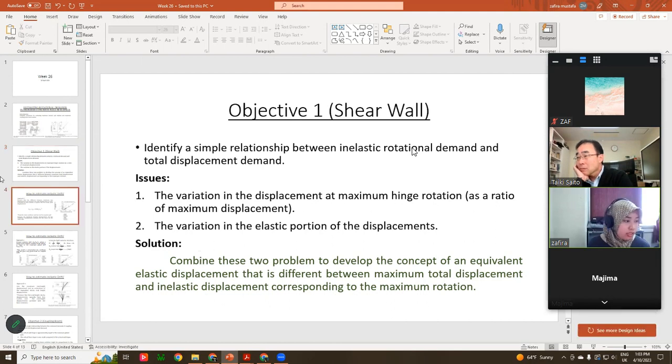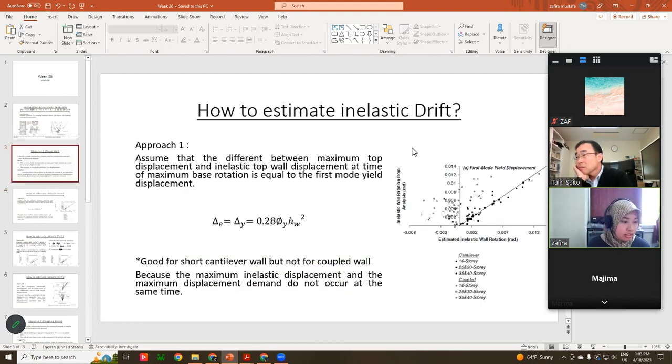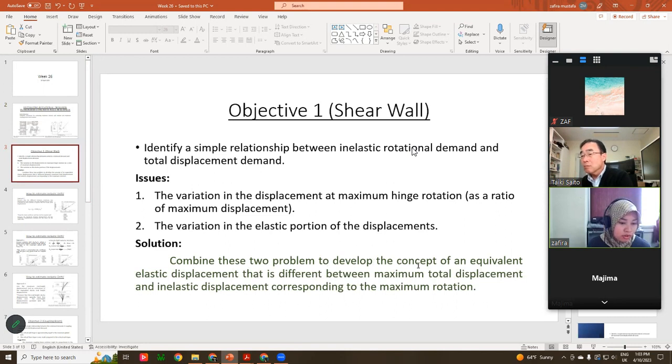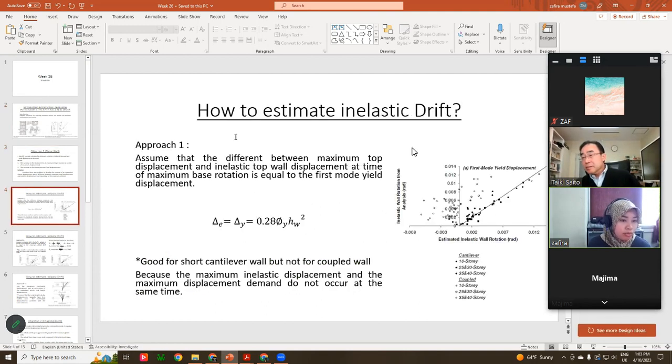The solution in this paper is to combine these two problems to develop a concept of equivalent elastic displacement that is the difference between maximum total displacement and elastic displacement corresponding to the maximum rotation. And how do we estimate the elastic drift? The first approach is to assume the difference between maximum top displacement and the elastic top wall displacement at the same time of maximum base rotation is equal to the first mode yield displacement. So they use this equation to estimate the displacement.